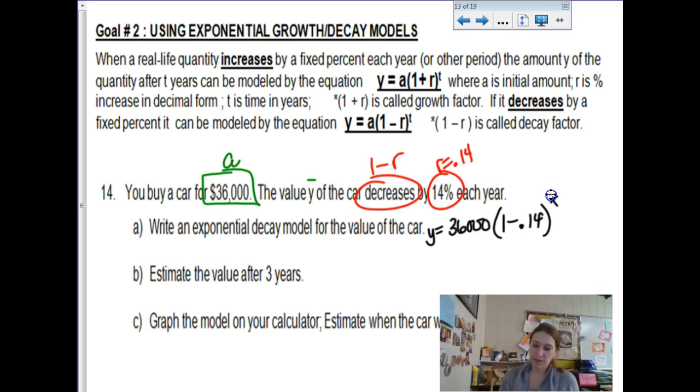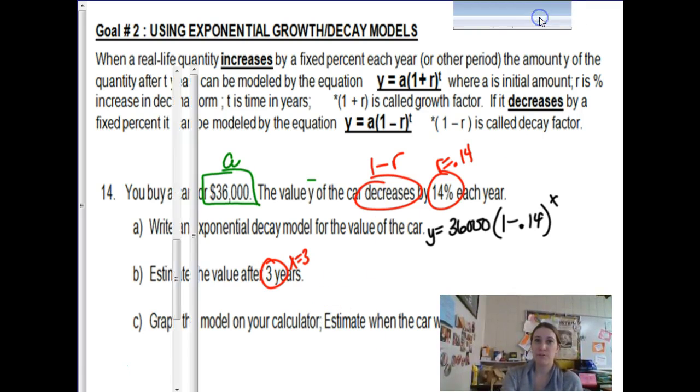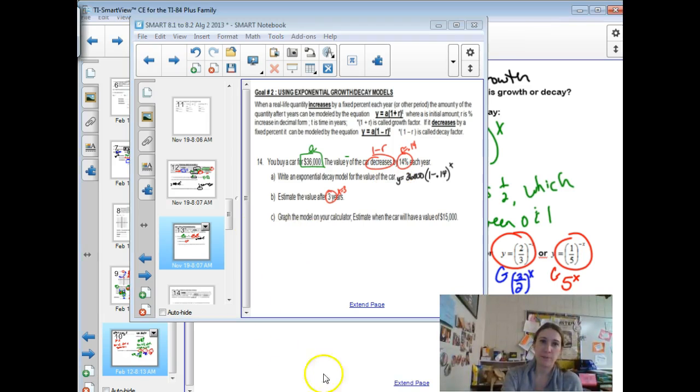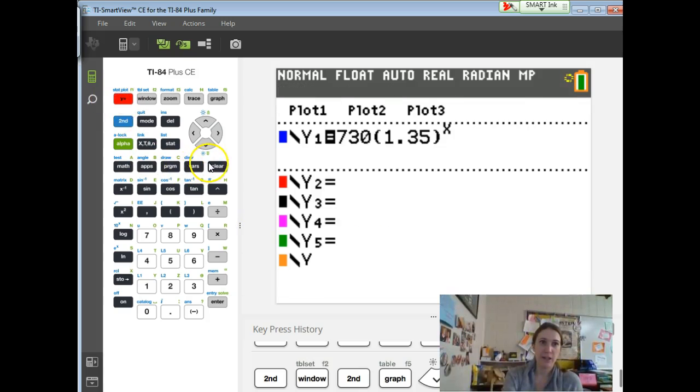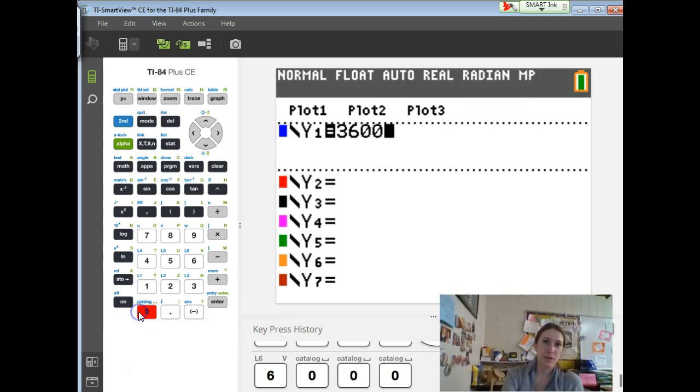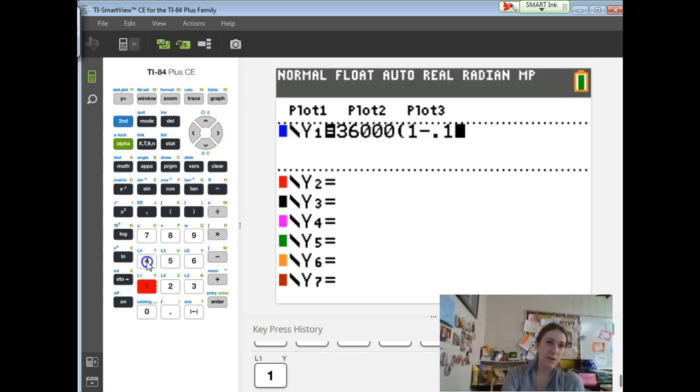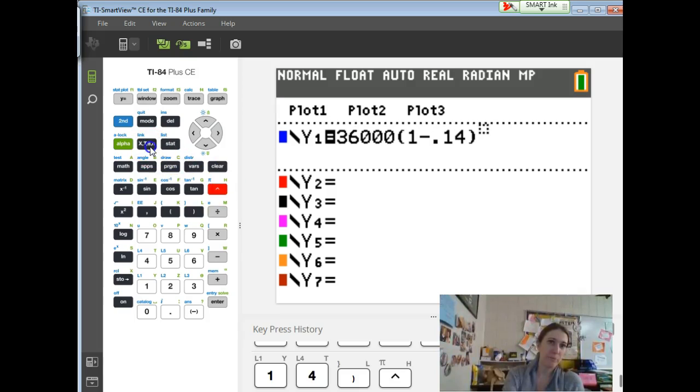And then it says evaluate after 3 years. There's a bunch of ways we can do this, guys. So x equals 3 is the idea. You can either manually plug in x equals 3, or you could go to your calculator, because we're going to have to use it on the next one, and figure it out from your table. So I like using my calculator. I'm going to plug it into my calculator. That's 36,000, and then 1 minus 0.14. Close the rate, and then raise it to the x power.